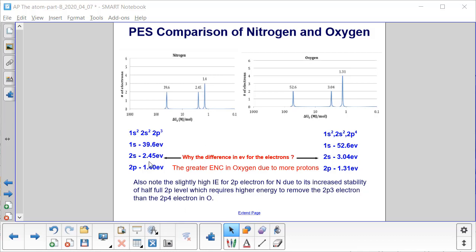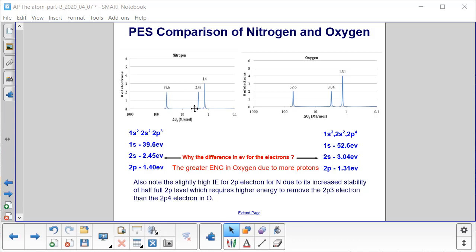So 2p3 for nitrogen, energy of 1.4. 2p4 for oxygen, energy of 1.31. That's interesting, right? For nitrogen, it's a little bit higher, very slight, but slightly higher. Why? Well, this is a half full p subshell. Okay, so there's increased stability there. Increased stability of the half-full 2p subshell, which requires higher energy to remove the 2p3 electrons than the 2p4 electrons in oxygen. Okay, so subtle differences here, right?